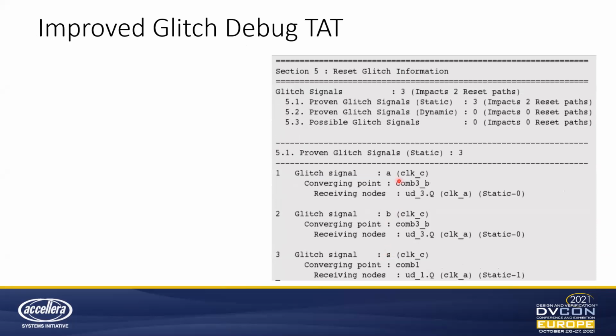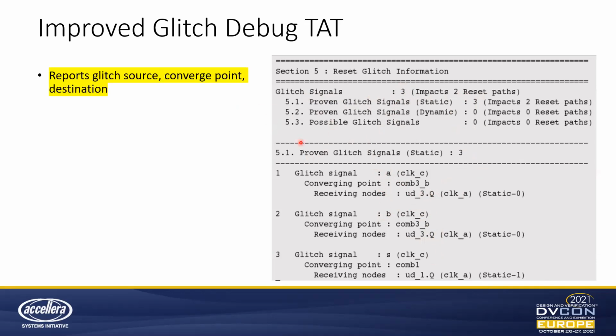Okay, so here is a snapshot of the glitch result report. Here we represent the glitch signals, the total number of glitch signals that are there in the design, and how many paths they are impacting. So here there are a total of 3 glitch signals that are impacting 2 reset paths. Here you can see a single receiving node, UD_3.q. UD_3.q has 2 glitches impacting it, A and B.